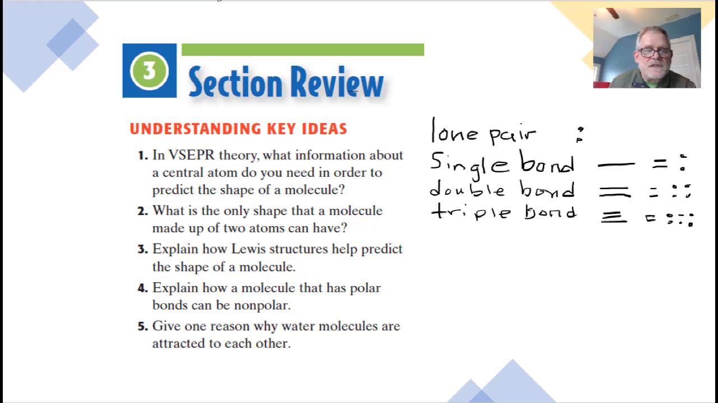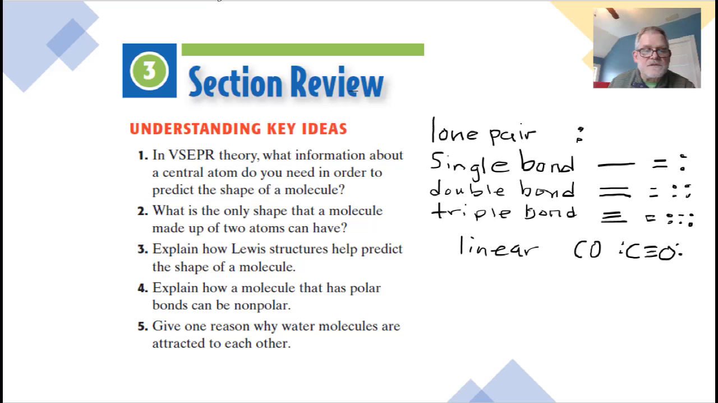What is the only shape that a molecule made up of 2 atoms can have? And that is linear. If you have a compound like carbon monoxide, there's only two atoms in the molecule. So just from your geometry class, you know that it has to be a linear structure. So this is the CO molecule drawn in a Lewis structure.